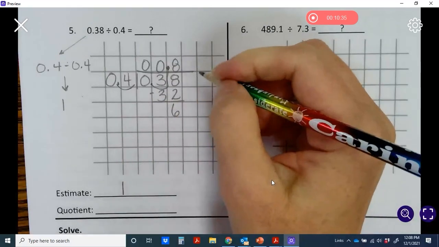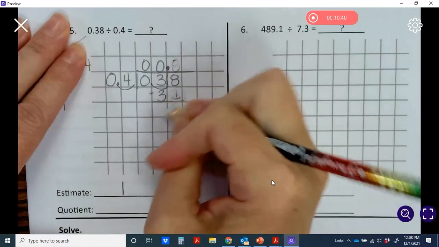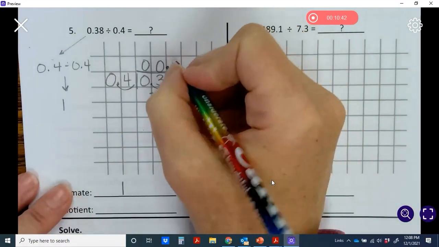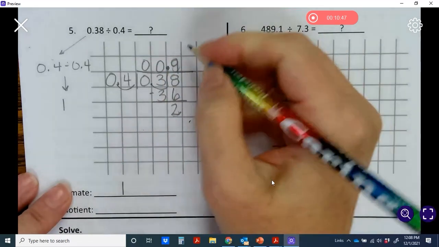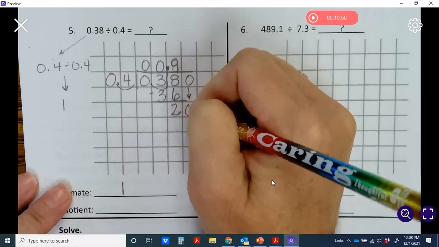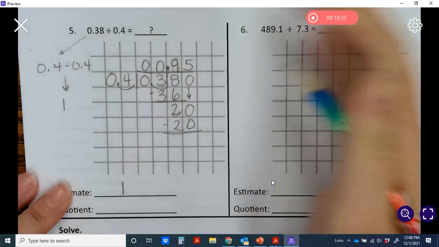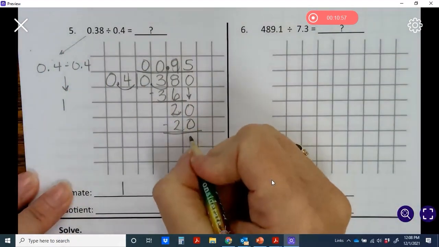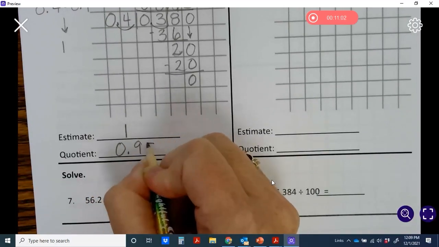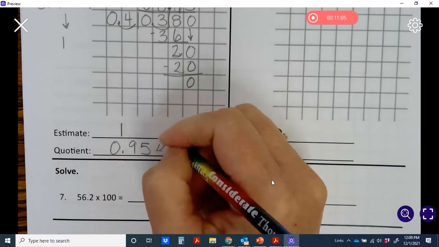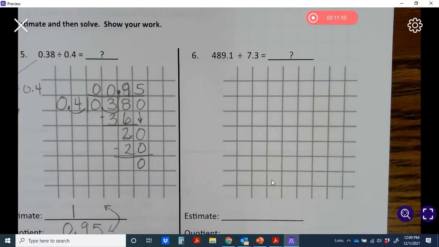Gives me 6. Oops, nope, we can go higher, sorry. You can go in at 9 times, which is 36. Sorry about that. I meant to get 2 as my answer. And then bring that down, and it goes into it 5 times, which is 20. Sorry. My brain was going a little bit faster than what I was thinking. All right, so my answer is 0 and 95 hundredths, which is very close to 1. Good job.